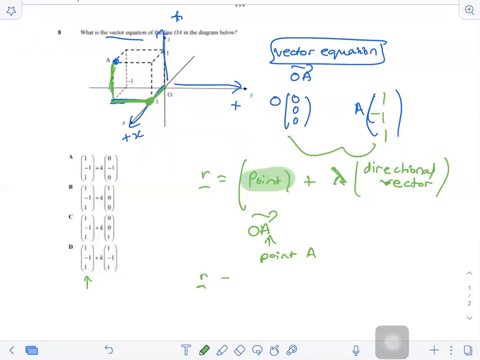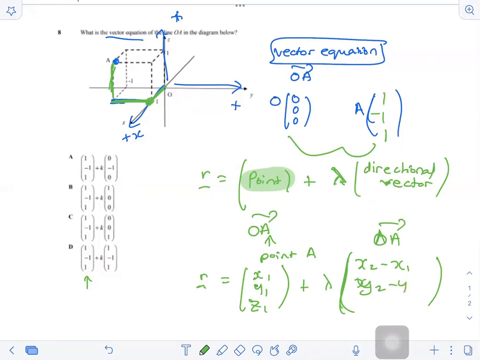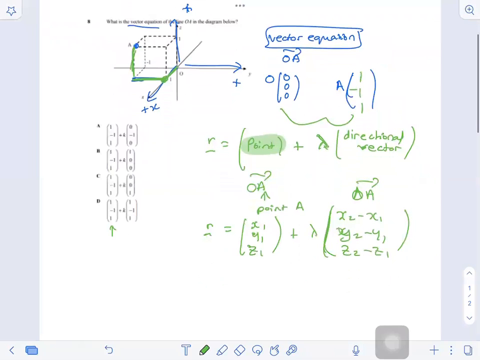So here's the actual formula: x1, y1, z1 plus lambda times the directional vector, like OA. The directional vector is head minus tail, so that's x2 minus x1, y2 minus y1, z2 minus z1, because that gives the direction that it's going in.